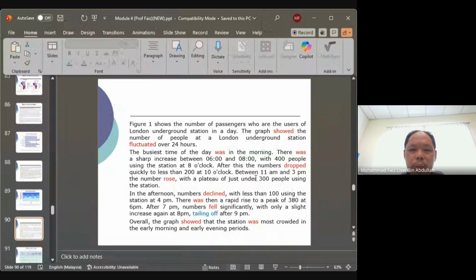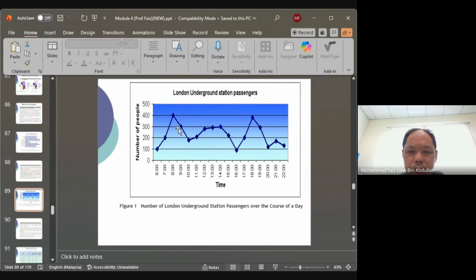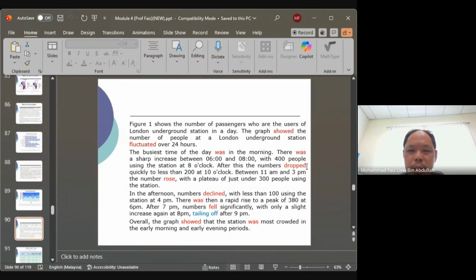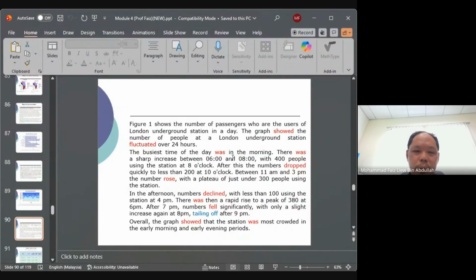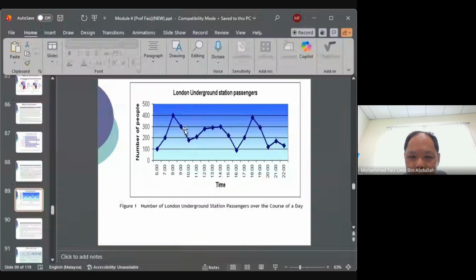So these are the extra segments. Then you can say the busiest time of the day was in the morning. There's a sharp increase. You can see from 6 it suddenly picks up until 8. When you explain, also put in the details, numbers, like 400 people. From the graph you can read that there are 400 people at 8 o'clock, so put this data from the graph in: 400 people using the station at 8 o'clock, and then the number suddenly drops to 200 at 10 o'clock.